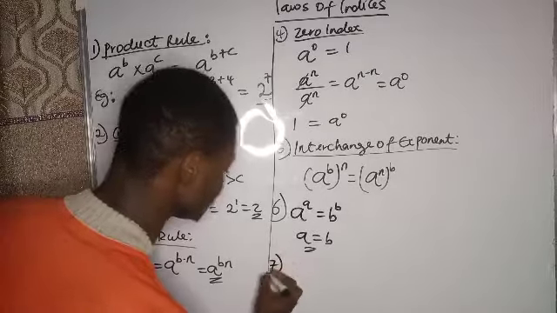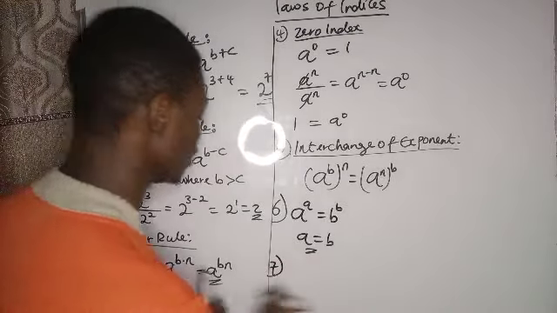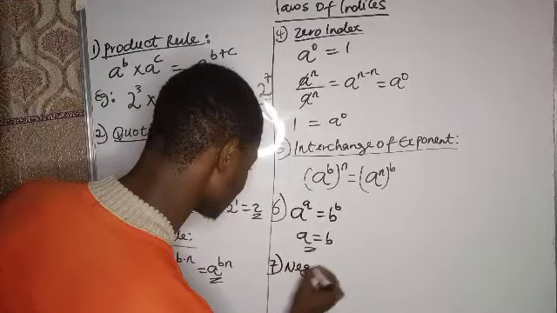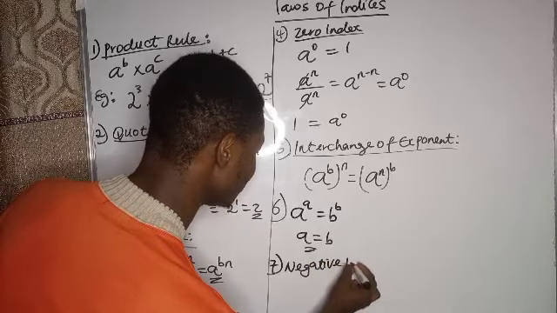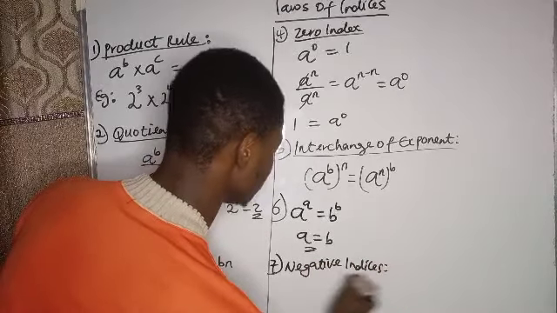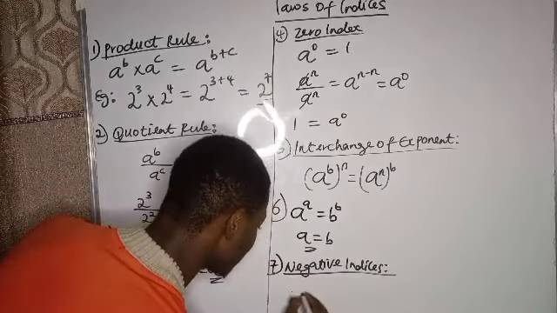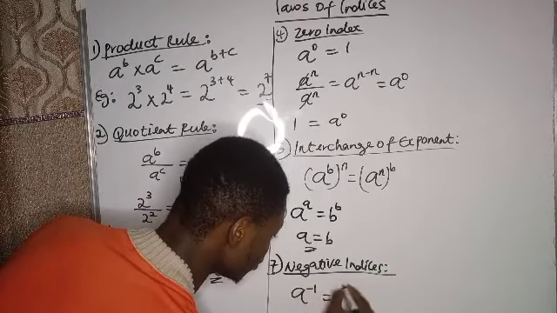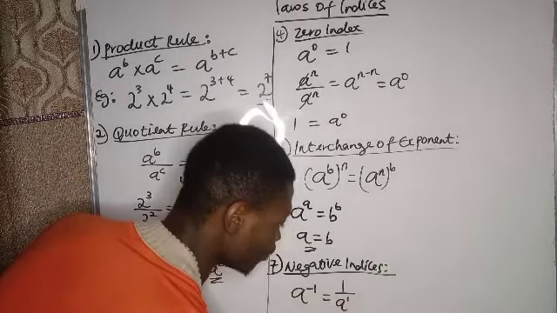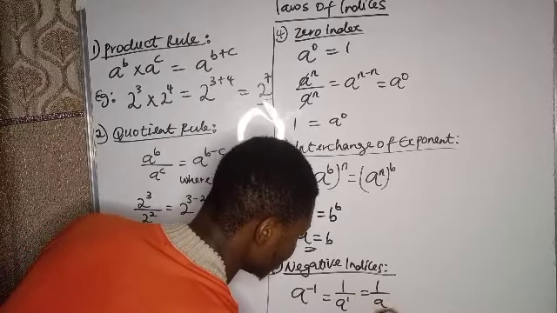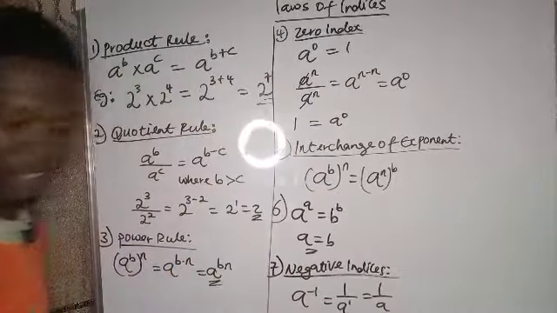So number 7, negative indices. If you have a raised to the power of minus 1, that is equal to 1 over a raised to the power of 1, which is 1 all over a. So this one is negative indices.